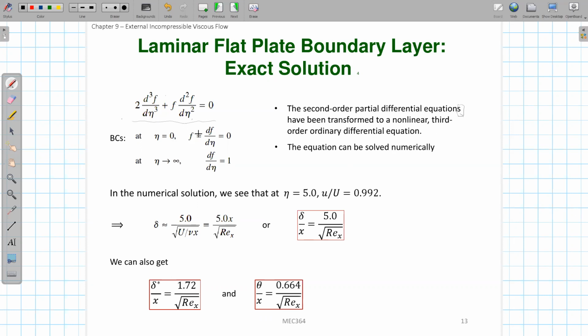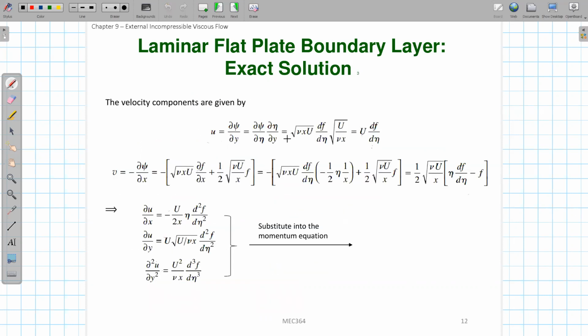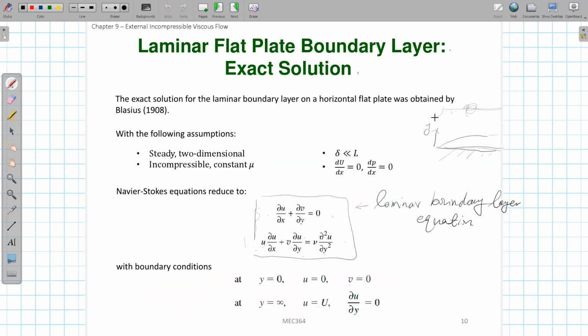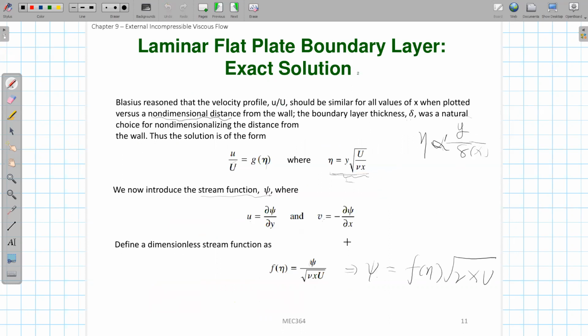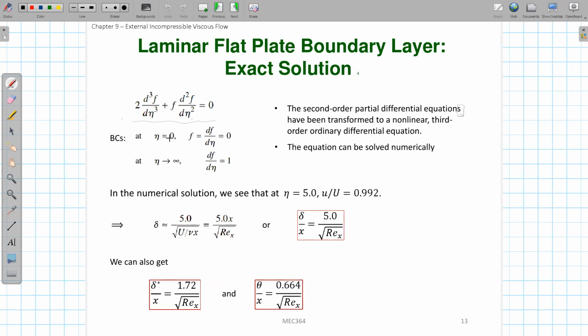And similarly, because we can write U and V in the form of F, we can also change the boundary conditions into the form of F. So for this equation, we have these boundary conditions at eta equal to 0 at the wall and at eta equal to infinity. So this is a third order ODE with three boundary conditions, right? 1, 2, 3. We have three boundary conditions, so we can solve this third order ODE exactly.